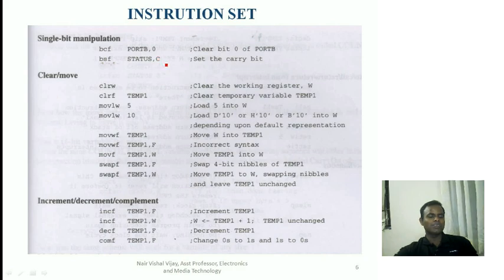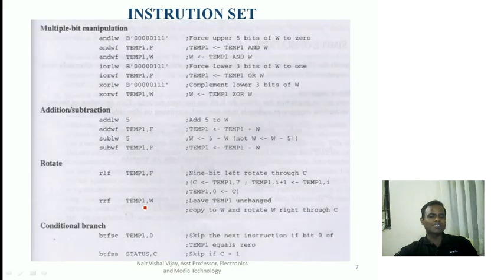CLRW would clear the working register. You have some instruction like MOVWF temp1, which will move the content of W into temporary register temp1. Similarly, you have some increment and decrement operations. These are some examples for you to understand how an instruction is being manipulated within a PIC microcontroller. So please go through it.